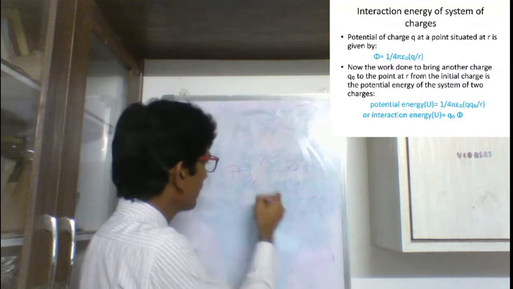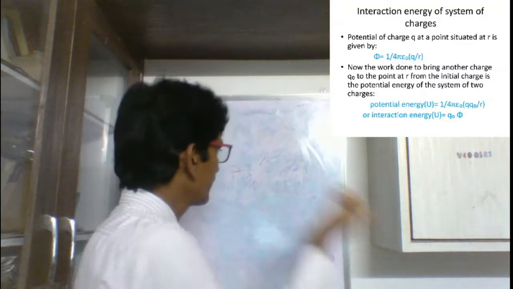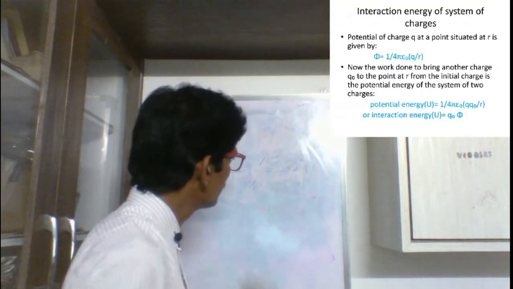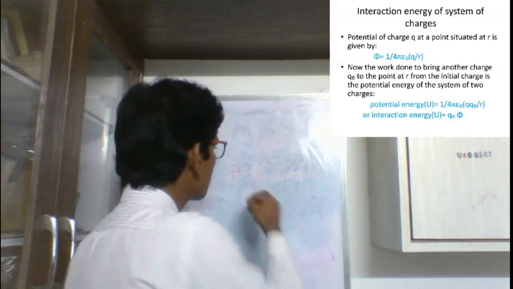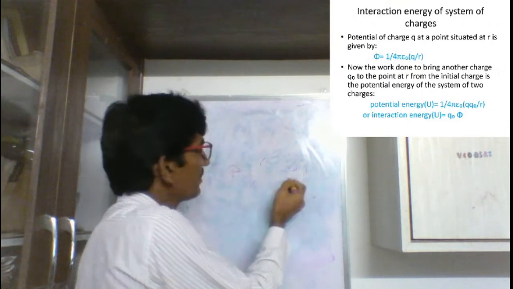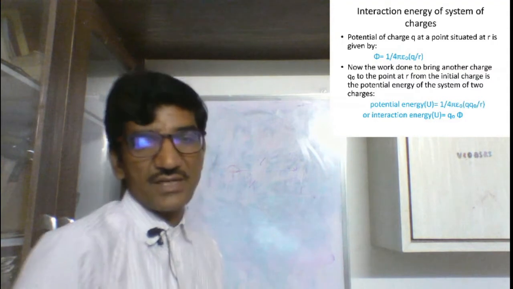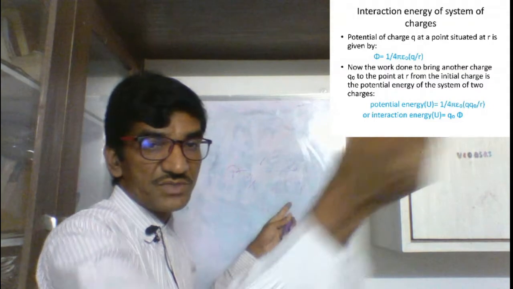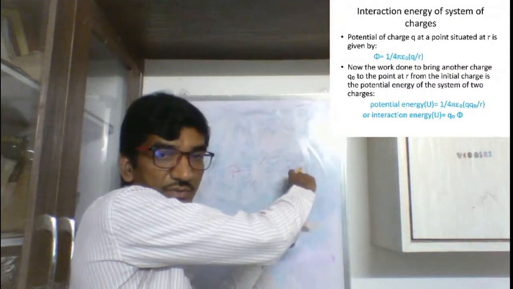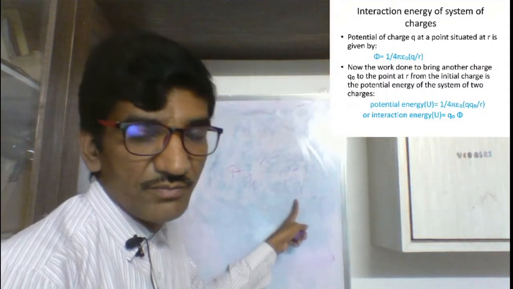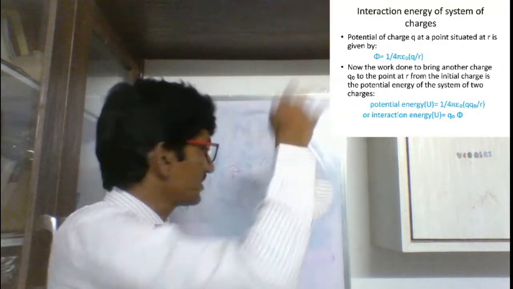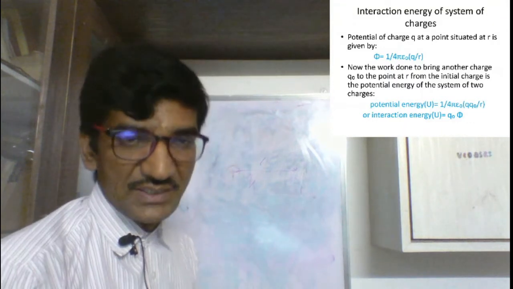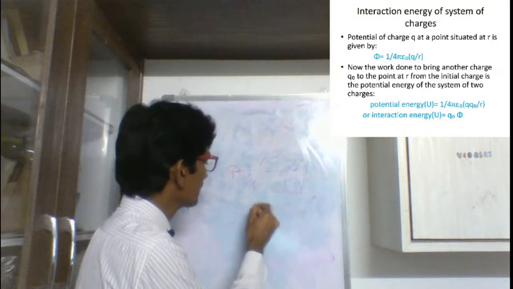Otherwise, say this is Q1. You are bringing Q2 charge from infinity to this point in the field. Then, what is the potential at this point due to this Q1 charge? Phi 1. You are already having phi 1 potential here. In order to bring 1 coulomb charge from infinity to this point P, you have to do phi 1 work. But you are bringing Q2 charge from infinity to this point P, then you have to do Q2 phi 1 work.